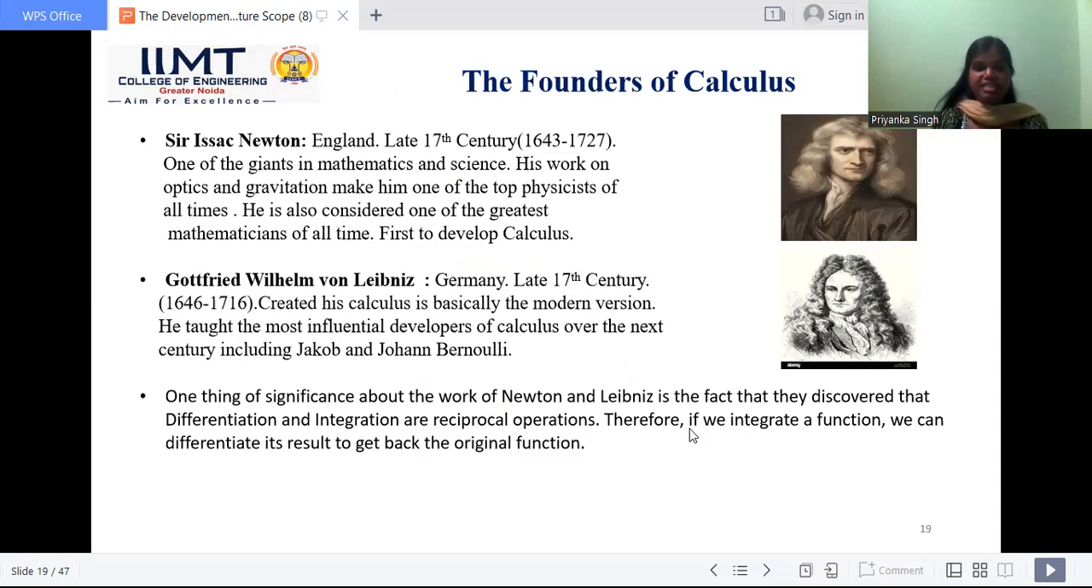Leibniz created his calculus, which is basically the modern version. He taught the most influential developers of calculus over the next century, including Jacob and Johann Bernoulli. One thing of significance about the work of Newton and Leibniz is that they discovered that differentiation and integration are reciprocal operations. Therefore, if we integrate a function, we can differentiate its result to get back the original function.